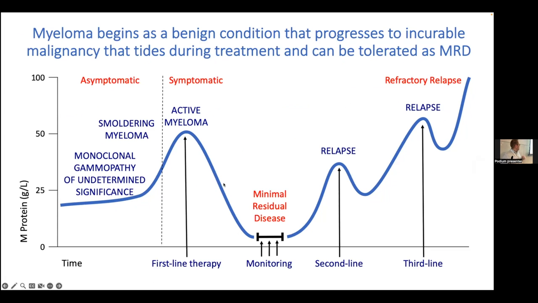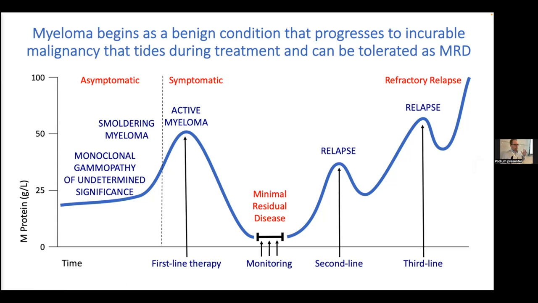So a little bit on myeloma. Multiple myeloma is a cancer of B cells, a cancer of the bone marrow. It begins as a benign condition, and actually it's quite common, especially as you age: you get this monoclonal gammopathy of undetermined significance. It then transforms into what's called smoldering myeloma, which is sort of a malignant state. Then you get a full-blown diagnosis of multiple myeloma.